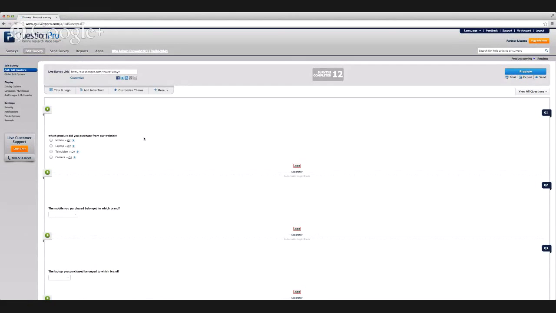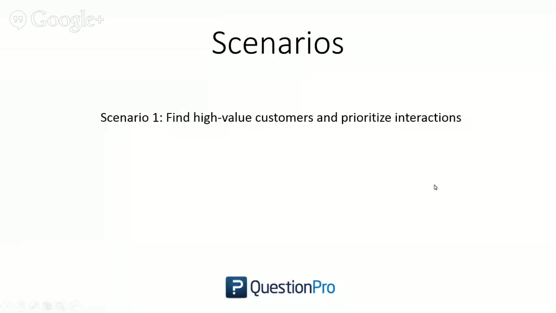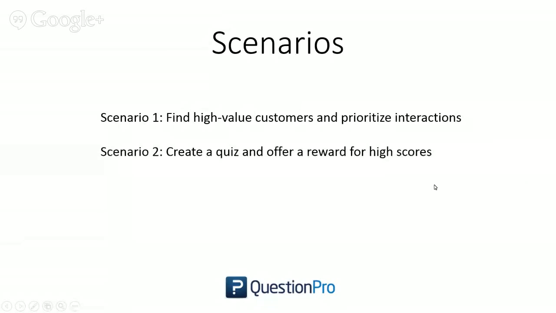So let me introduce the second scenario. The first one was find high-value customers, and the second one is create a quiz and offer a reward for high scores. Now, we had a great Hangout on Air last month that went very deep into rewards and offers. It should be on QuestionPro's Google Plus page. You can dig that up, or while Adi's demonstrating this, I'll grab the link too. It's great content for you to view later if you want to get more into rewards. But Adi, I'll turn it back over to you.